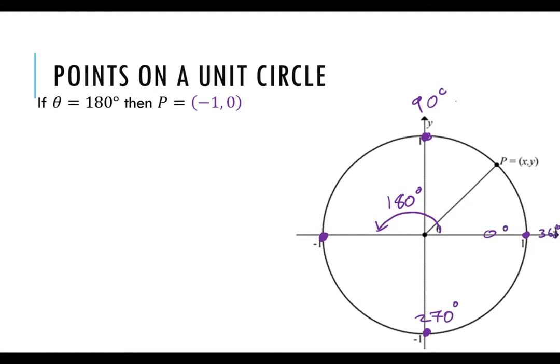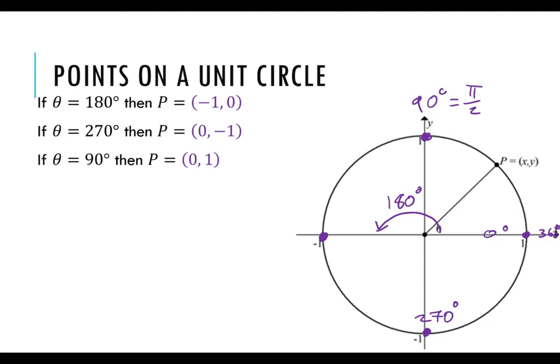And then remember also we can talk about these things in radians. Don't forget about radians. If theta is 270 degrees, what's that ordered pair? It's going to be 0, negative 1. What about when theta is 90 degrees? Then P is going to be 0, 1. If theta is 360 degrees, then P is 1, 0. If theta is 0 degrees, then P is also 1, 0.